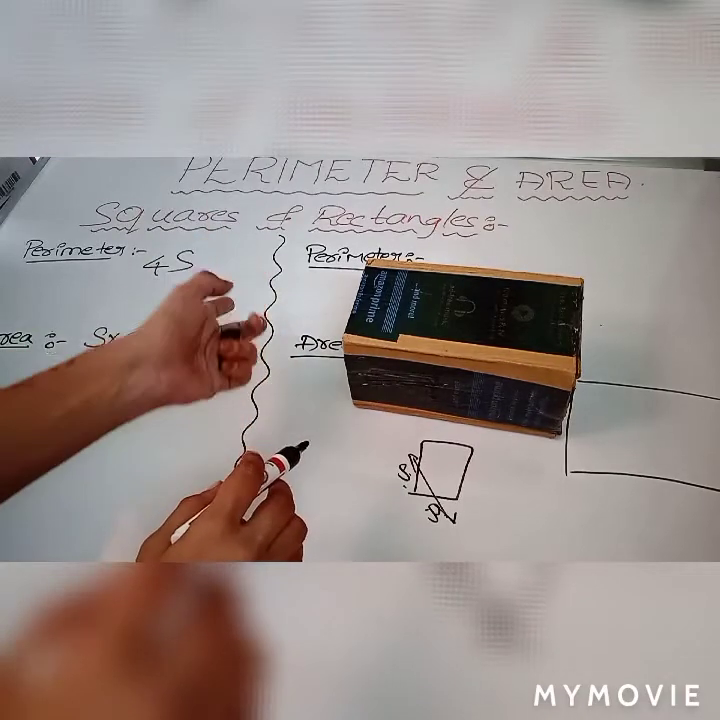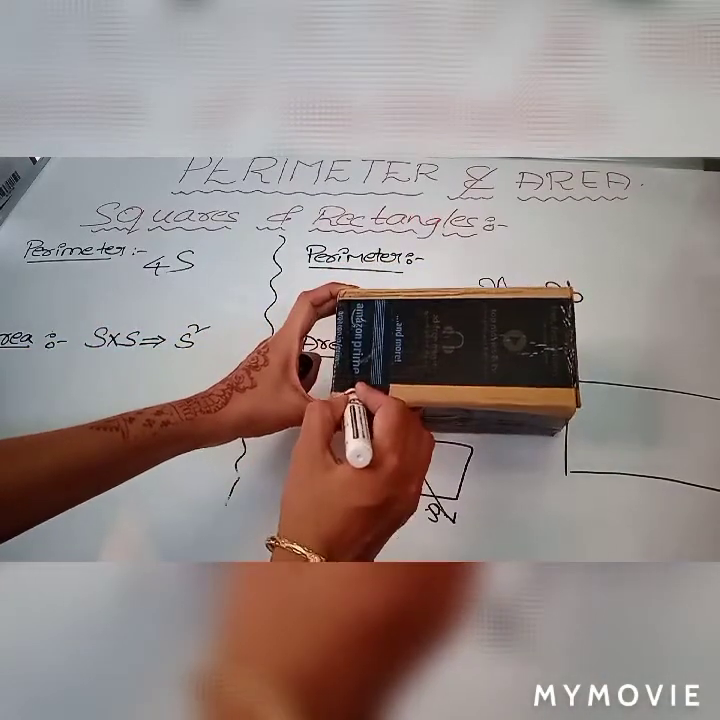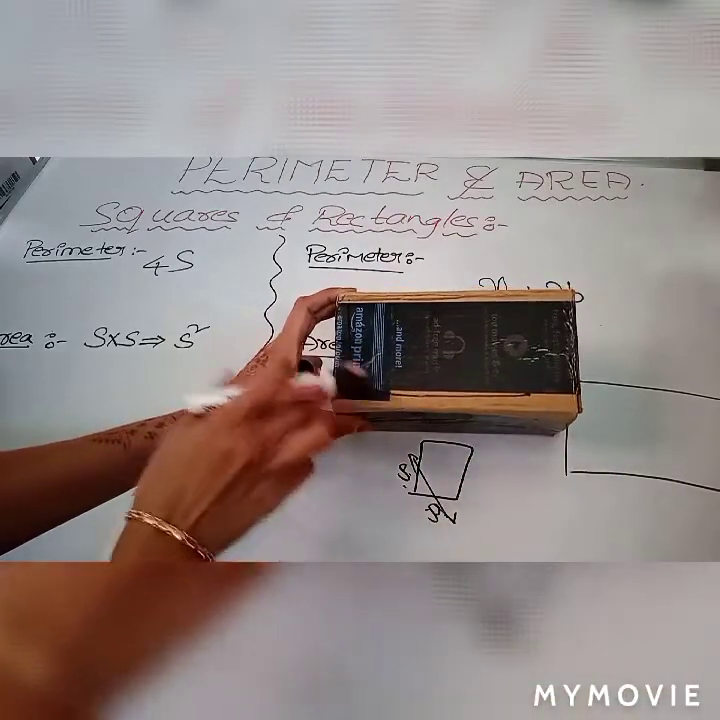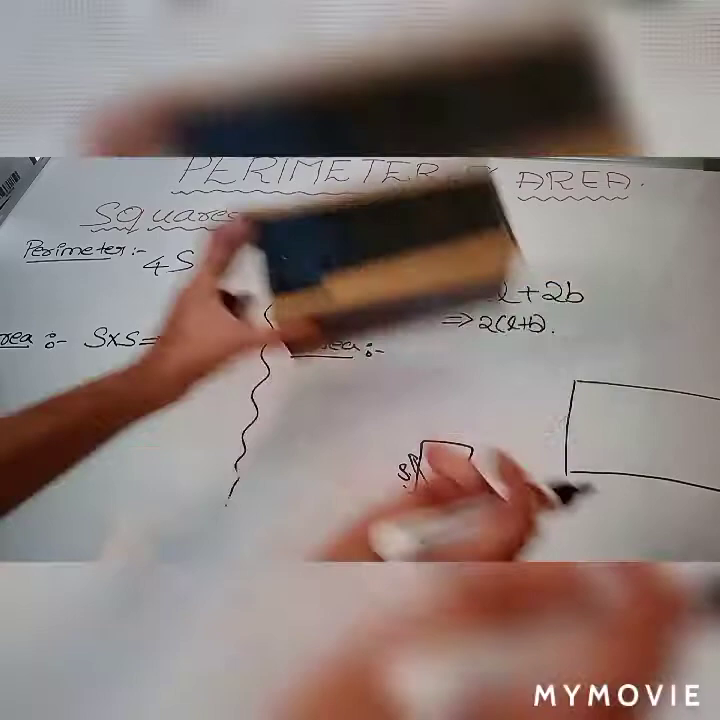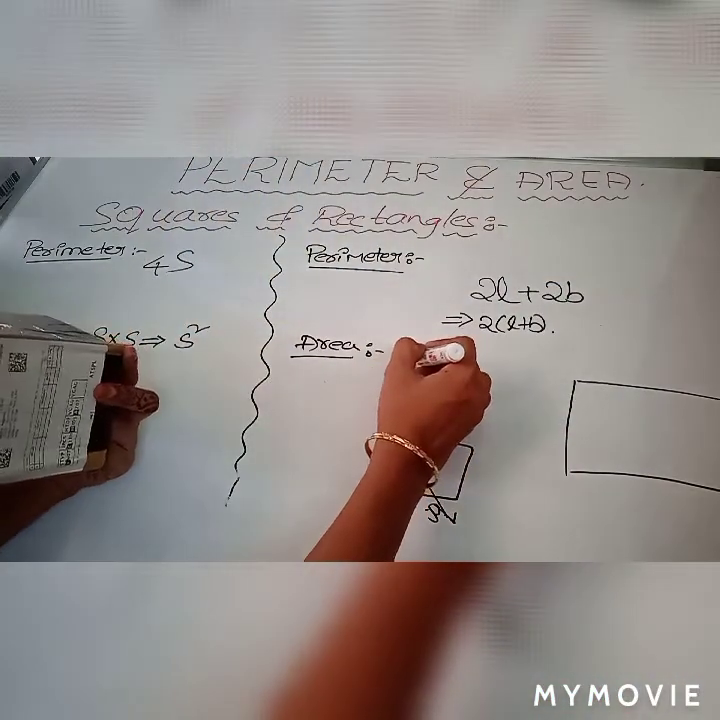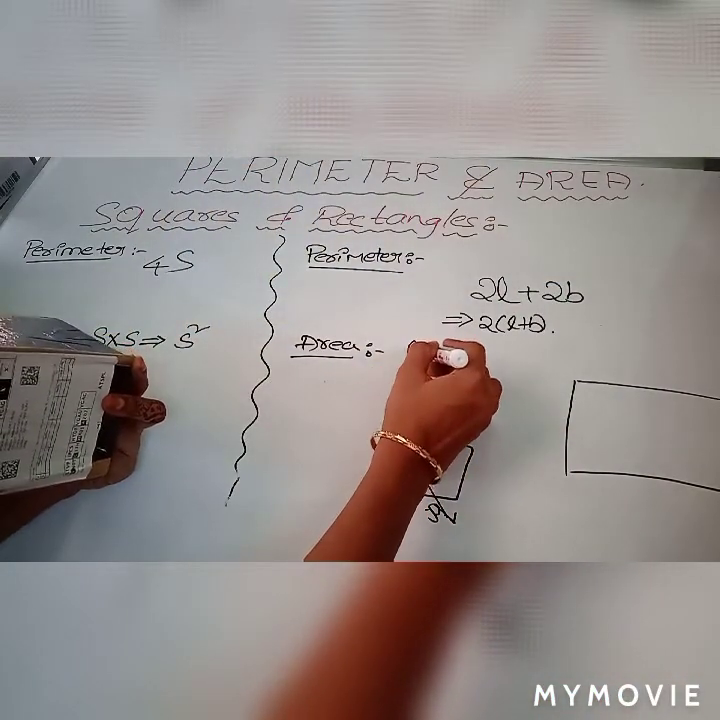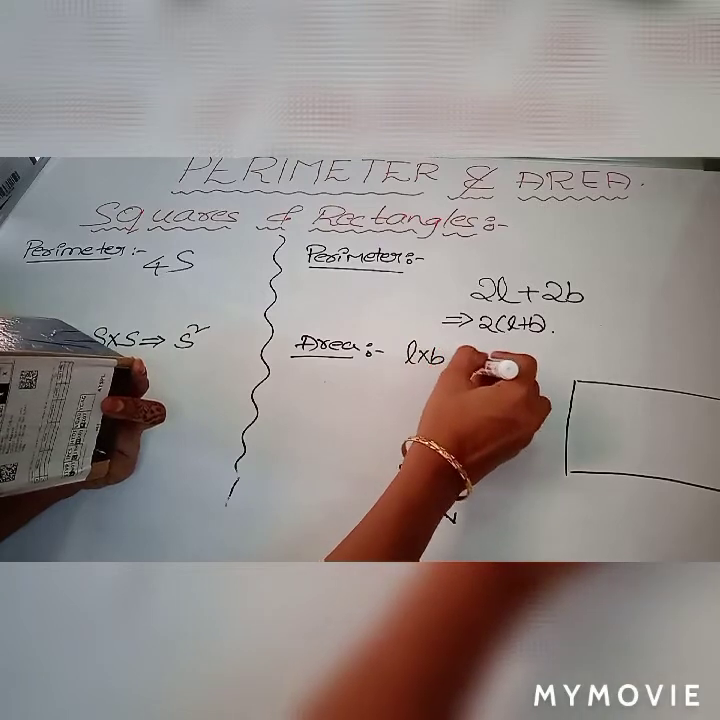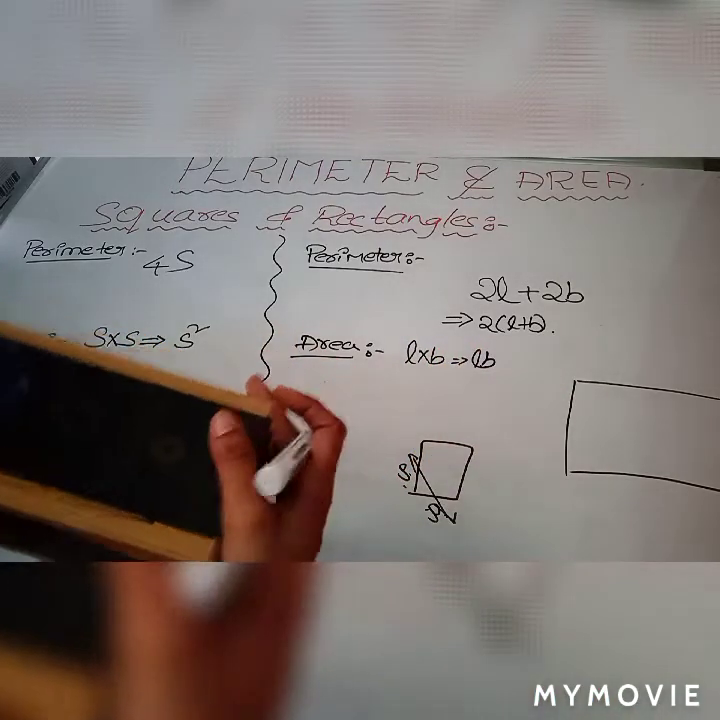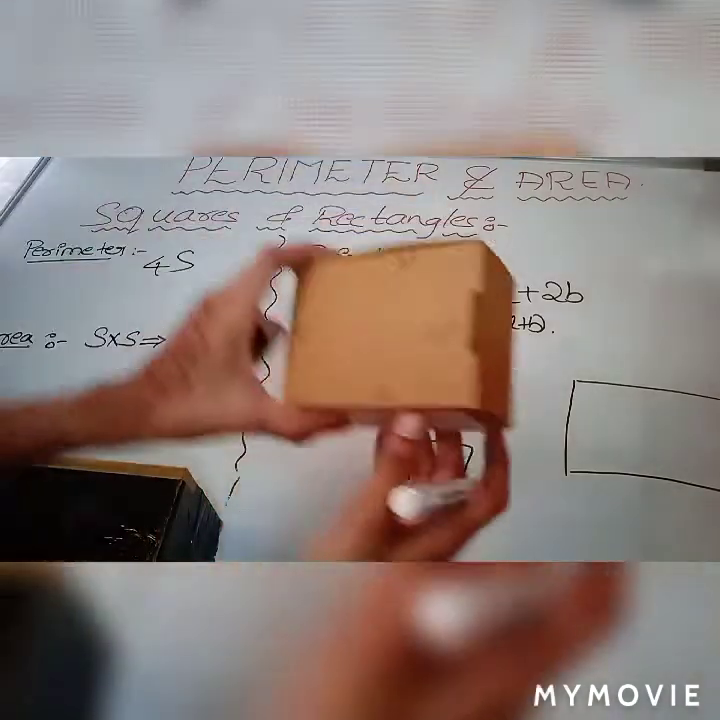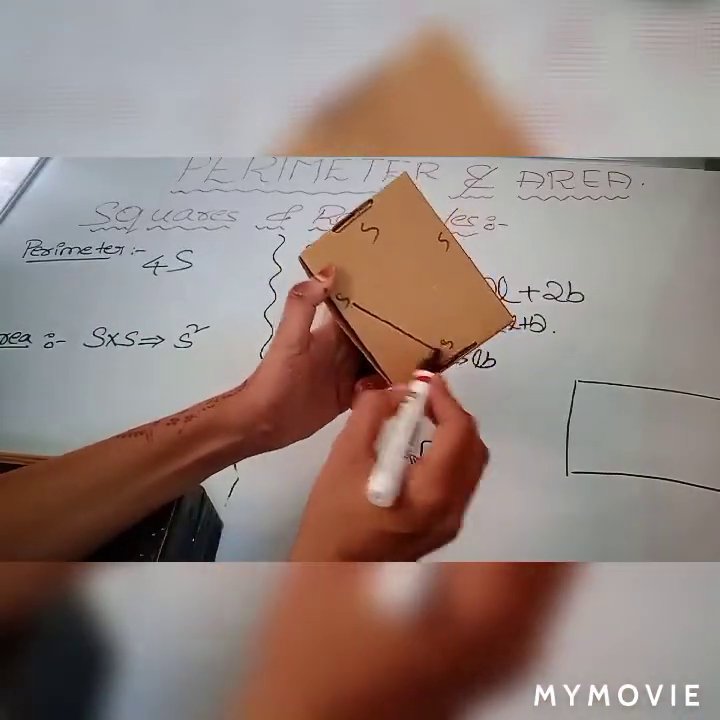Then what is the area of a rectangle? See. This one is the length and this is the breadth. So we need to multiply these 2 sides. Then what's the formula for the area of a rectangle? L into B, that is LB. That's nothing but length into breadth. Here see, for a square, we multiply two sides.